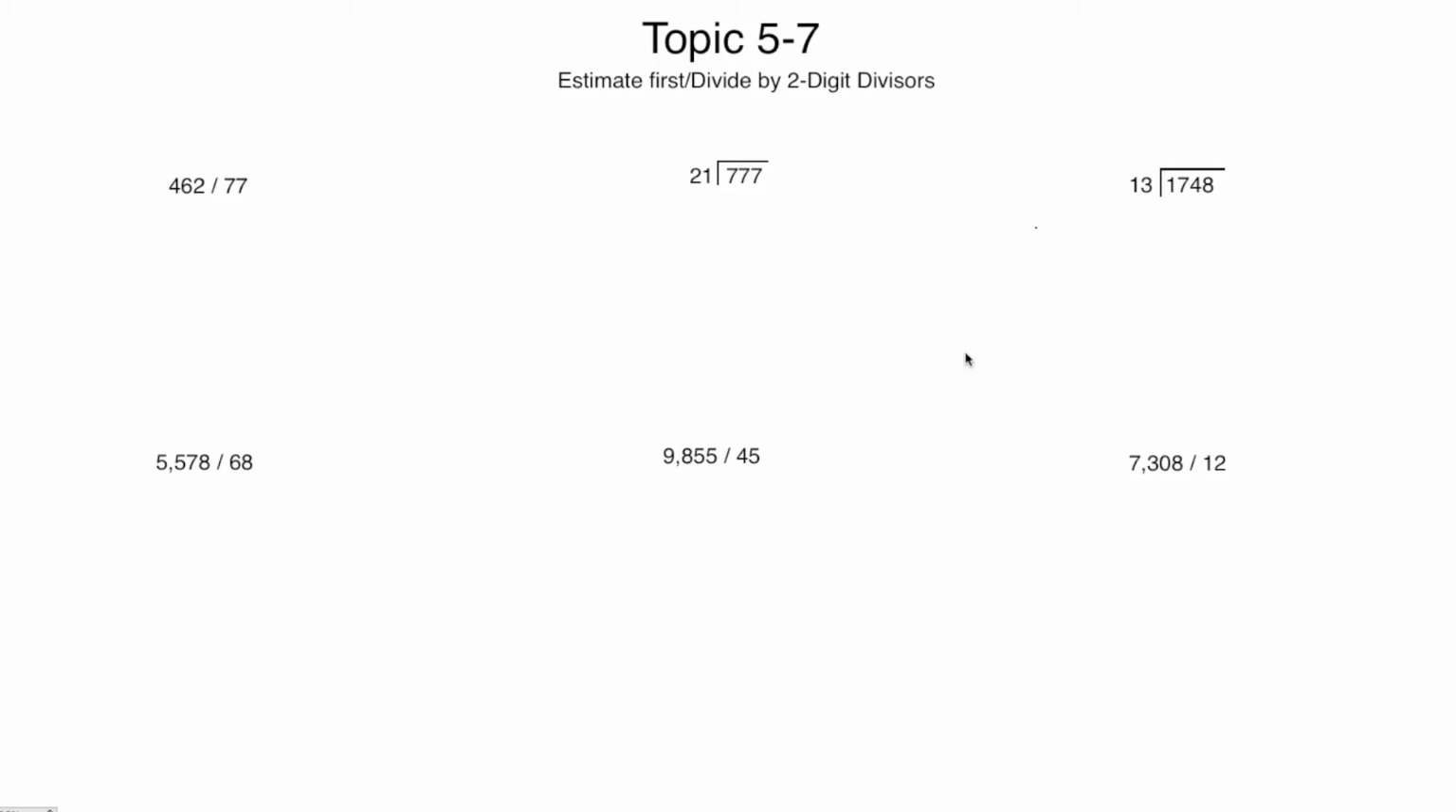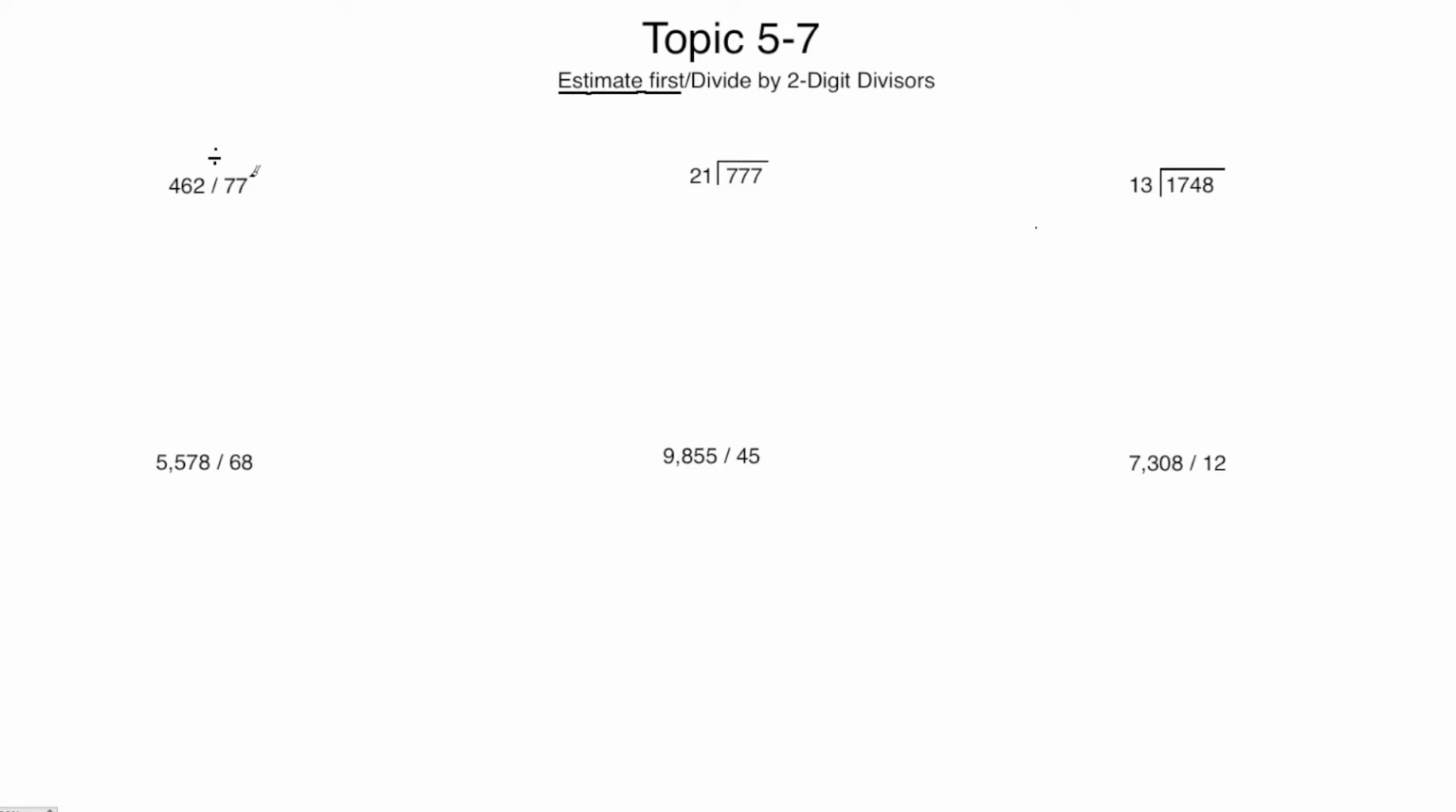In topic 5-7, again, we're going to learn how to divide with a two-digit divisor. Now, understand that this symbol takes place of this symbol. They both mean to divide. But before we do that, you need to first estimate.